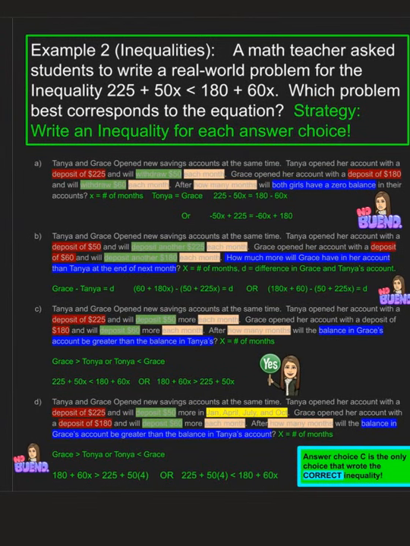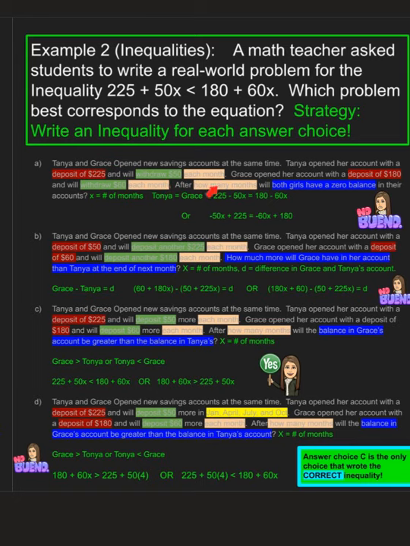The second example is an inequality. Again, the math teacher asked them to pick a real world problem. Here's the inequality: 225 plus 50x less than 180 plus 60x. So the inequalities, read through them really carefully. Okay, so you can see it's broken apart.